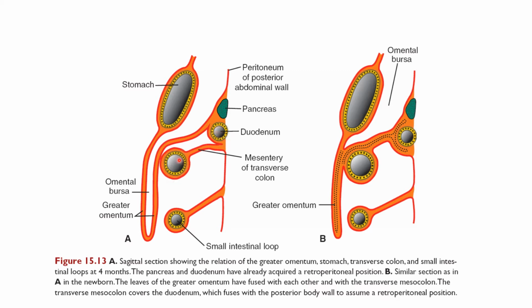Then below is a section of the transverse colon with its mesentery over here. This is the mesentery of the transverse colon, the transverse mesocolon. And in the lowermost portion, this is the cut section of the small intestinal loops with its mesentery, the mesentery proper. So what happens later on is that there is fusion of the transverse mesocolon with the greater omentum, so that we can see over here. And the portion of the peritoneal cavity which is behind the stomach is here. It is called the omental bursa, or the lesser sac, formed behind the stomach.